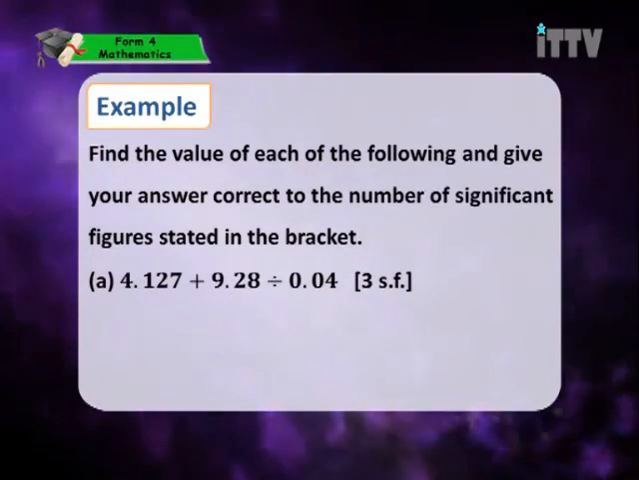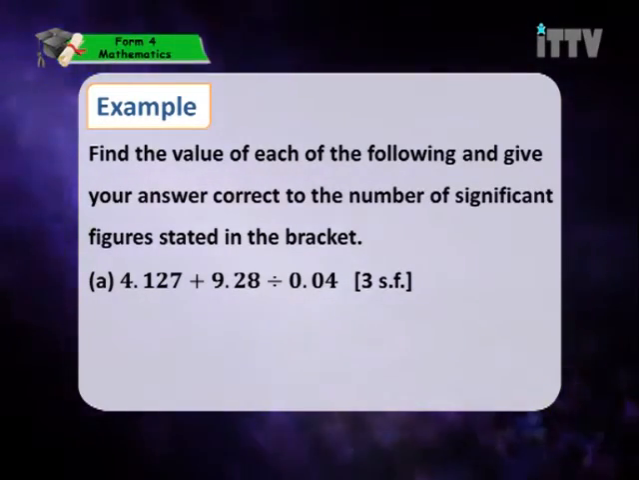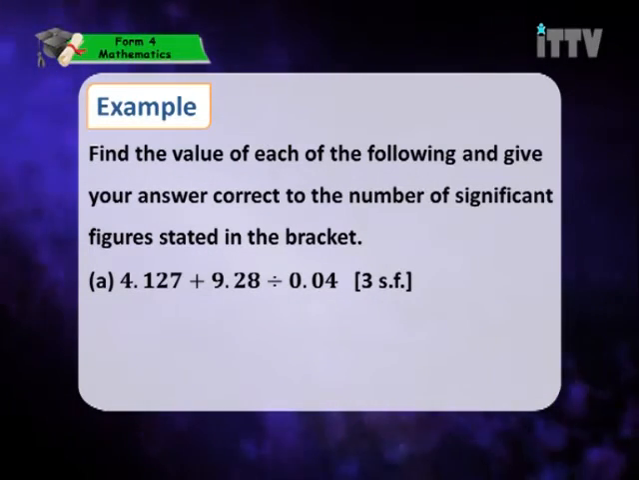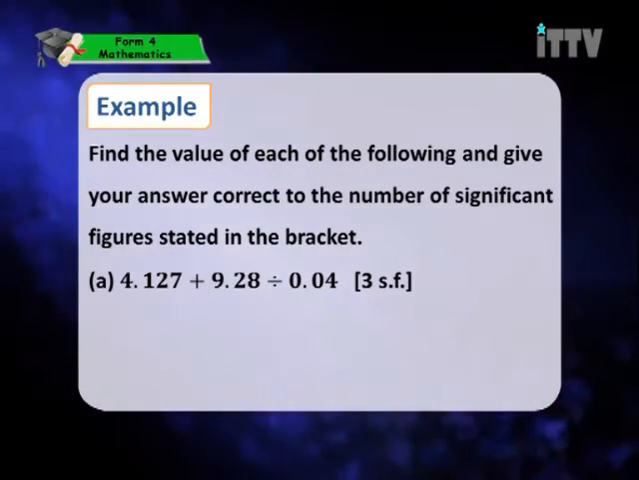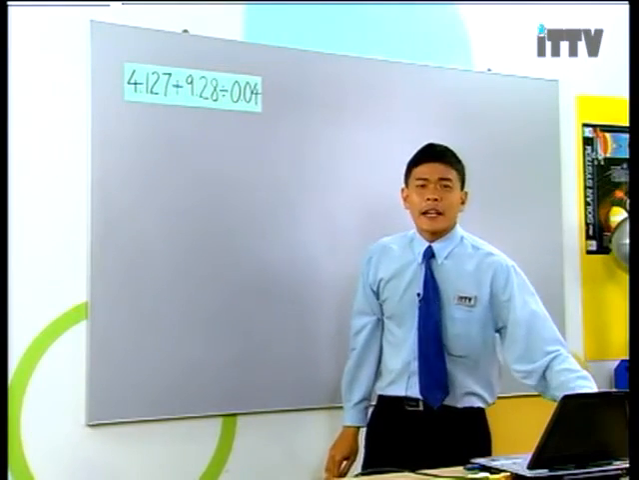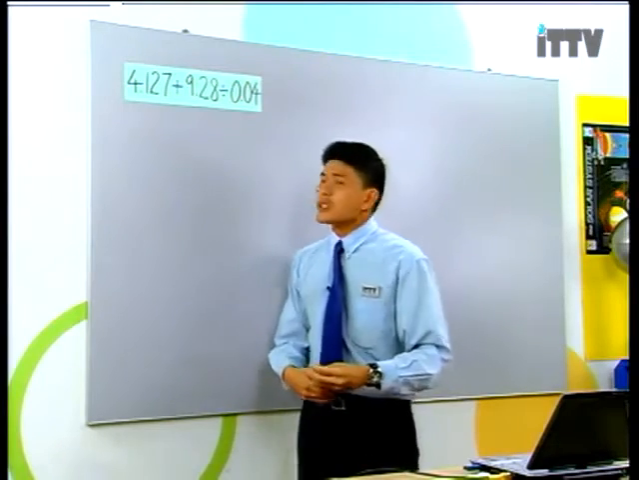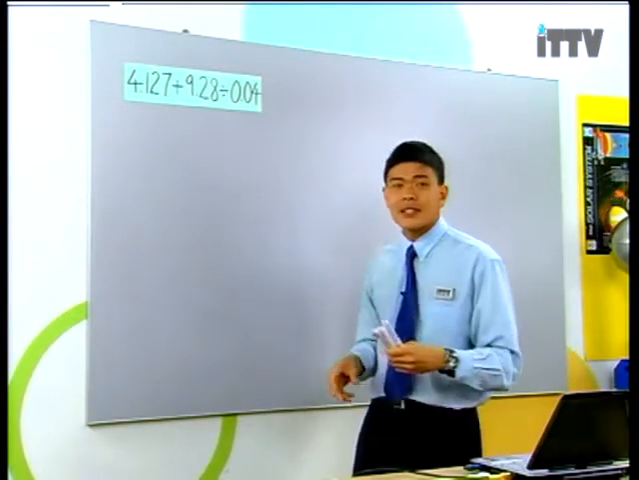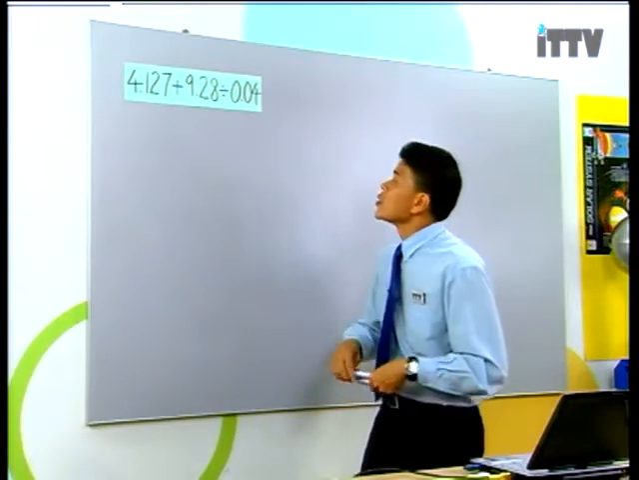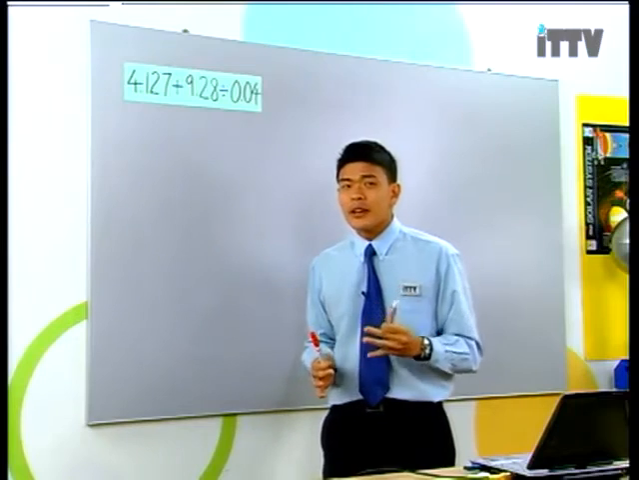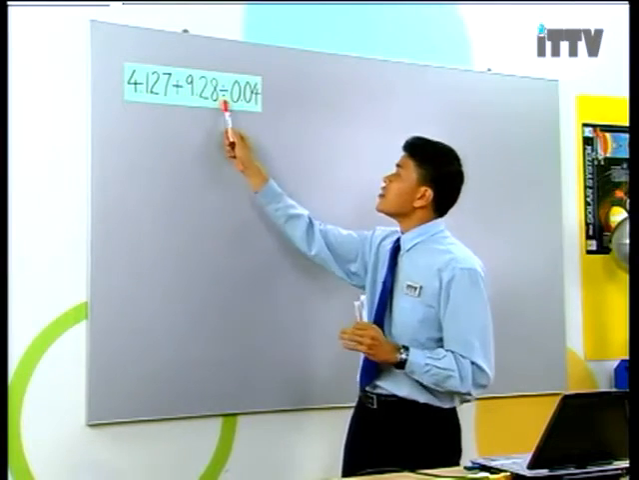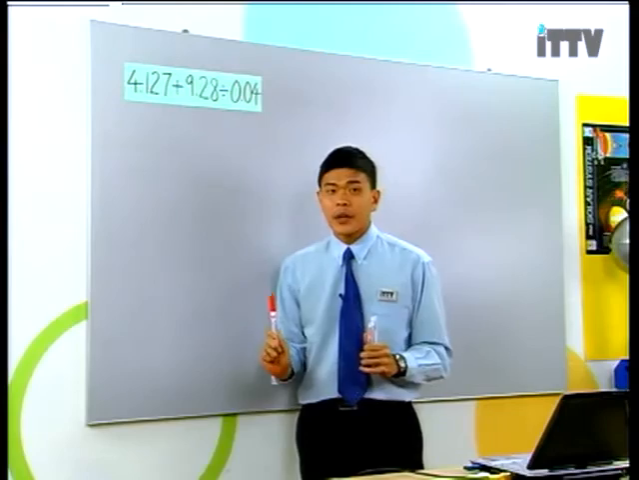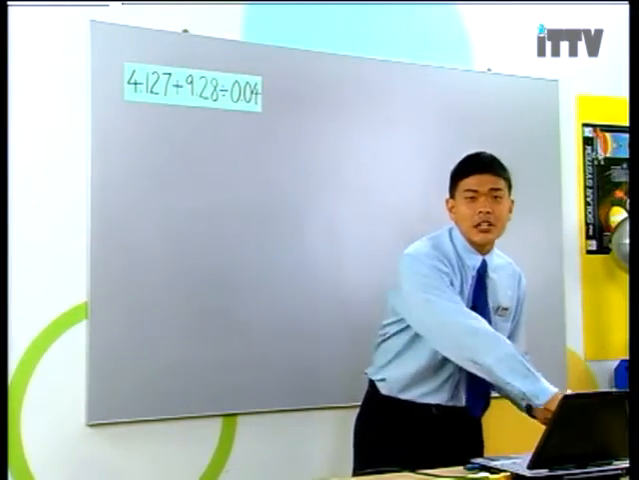Now let's move on to our first example. Find the value of each of the following and give your answer correct to the number of significant figures stated in the bracket. In this mathematical operation involving three numbers, we have two operators, plus and divide. So what to do first? According to BODMAS, you cannot simply do it however you wish. You need to follow the BODMAS system, and in the BODMAS system, division comes before addition. So you would need to perform the division first.